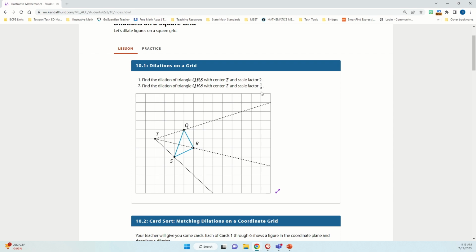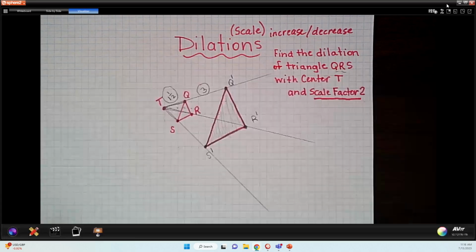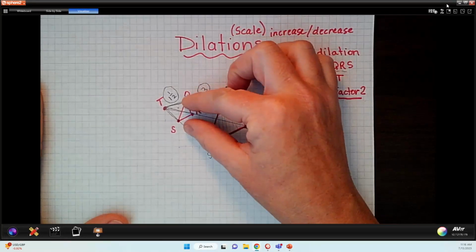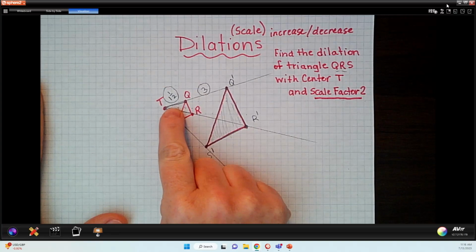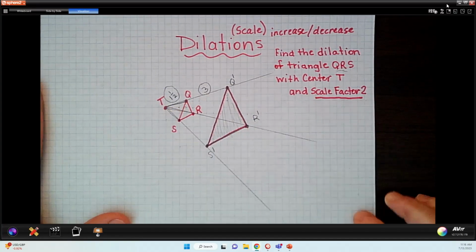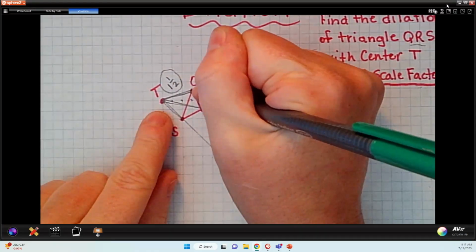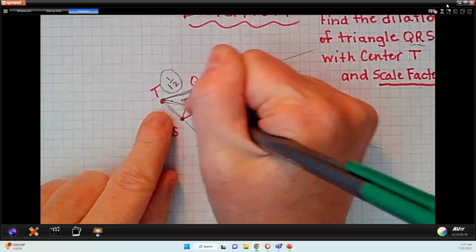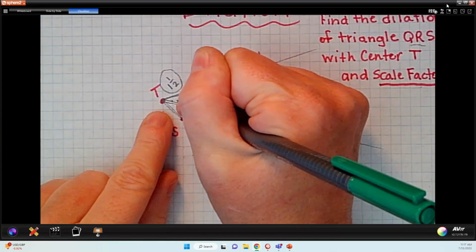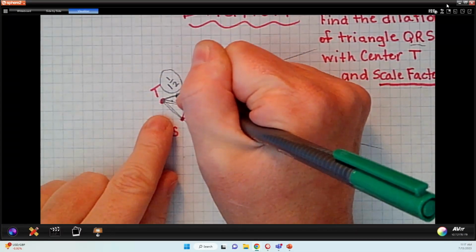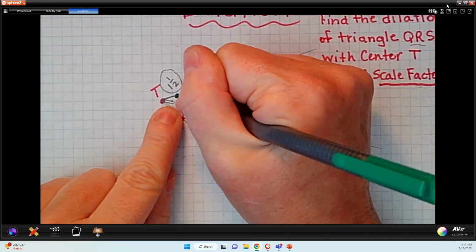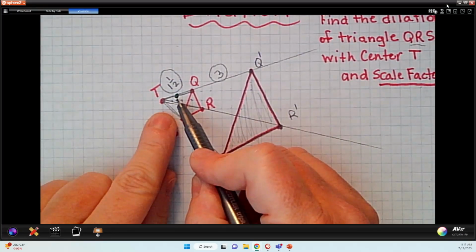Now, what happens if we need to use a half? Now, this is a really small shape, so cutting it in half is going to make it really small. If I pull my paper back up and I say, okay, I want to shrink this shape, it is going to be super tiny in here, right? It's going to be really small. If I know I had to go over 3 and up 1, I need to cut that in half. Half of 3 would be 1.5. And then half of 1 would be a half. So right here would be Q copy using a scale factor of a half.